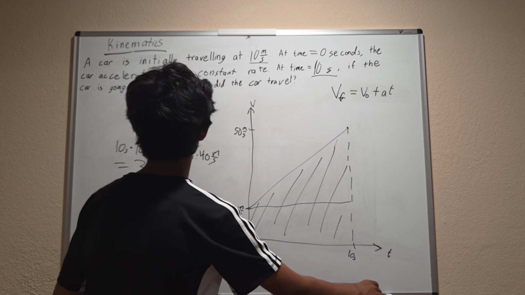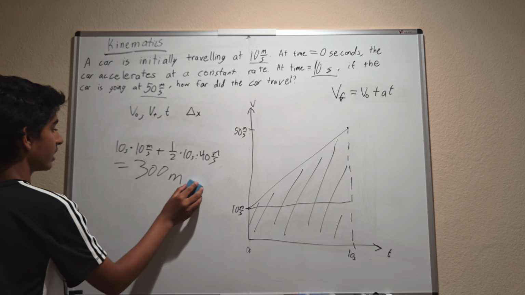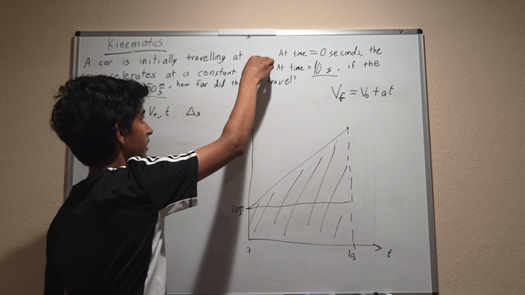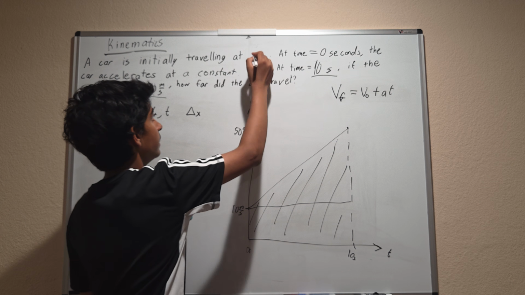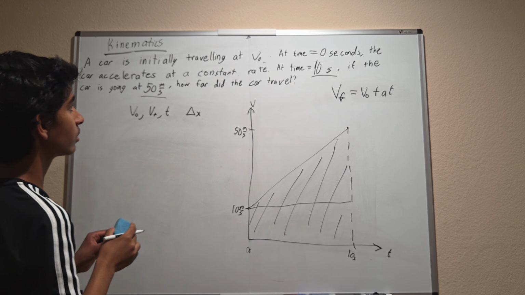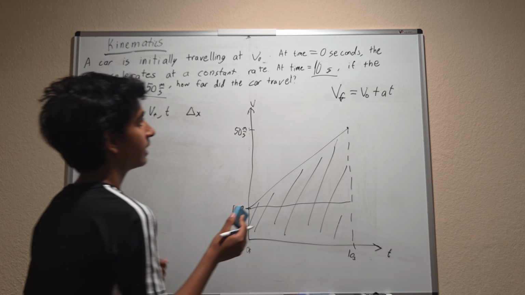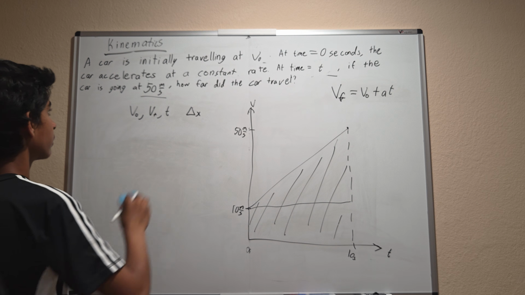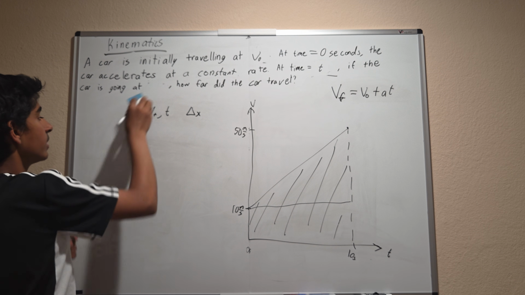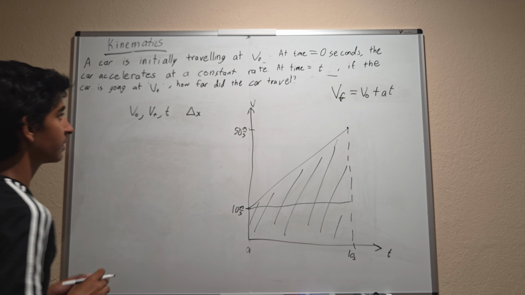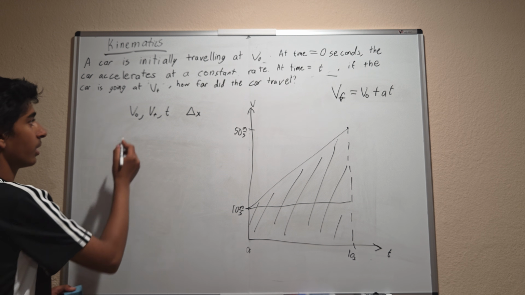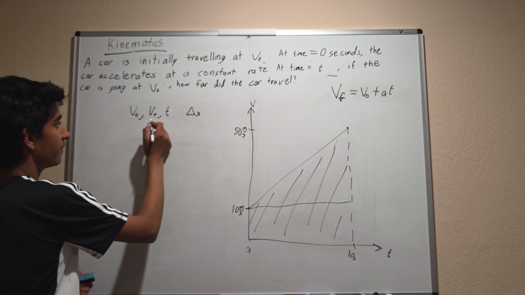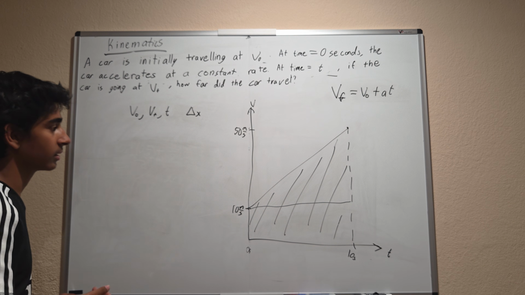But what if you're not given numbers, but instead variables? So the car is initially traveling at not 10 meters per second, but at v0. At time equal to 0 seconds, the car accelerates at a constant rate. And at time equal to t, the car is going at not 50 meters per second, but v final. We're asked to find how far the car traveled. Just like before, we have the initial velocity, at least in variable form, the final velocity, and the time. We're asked to find the displacement.